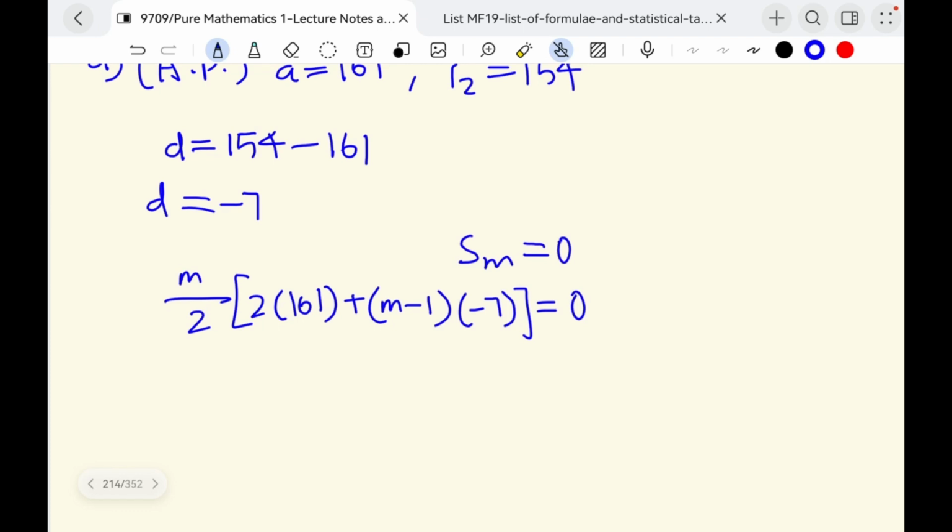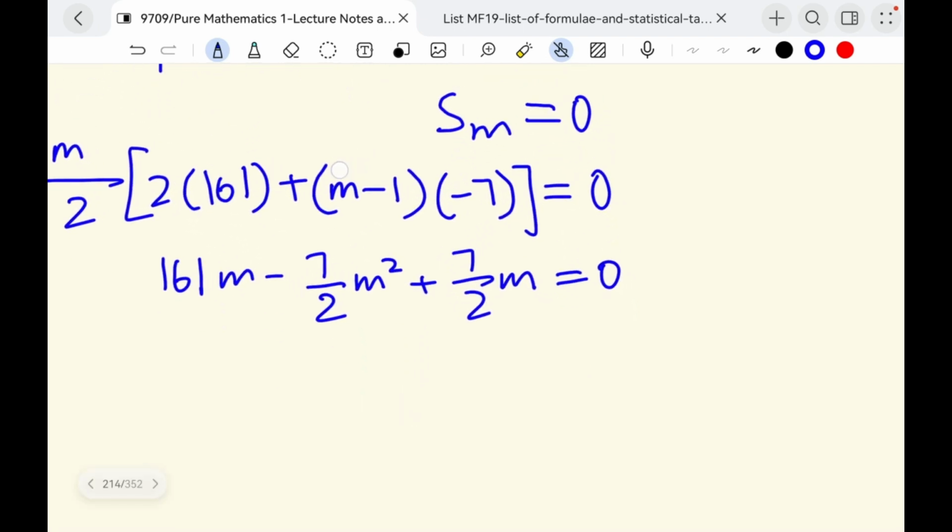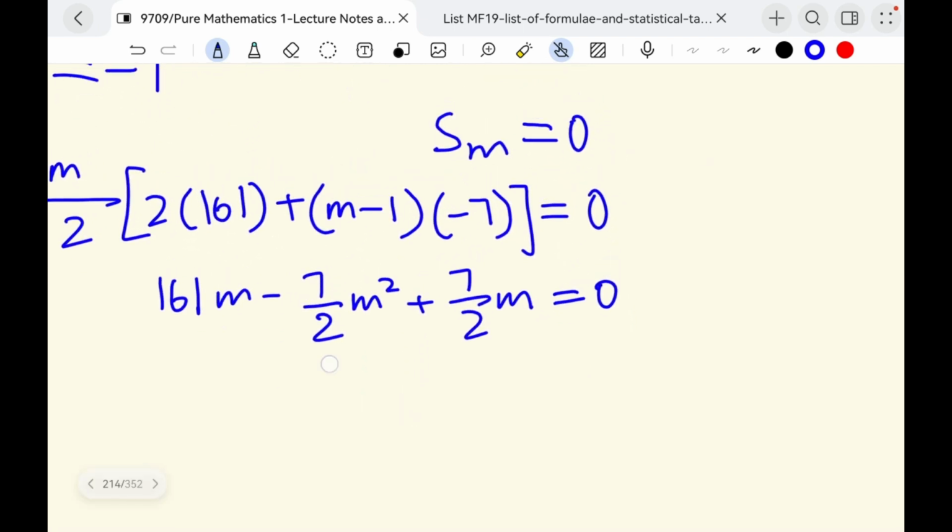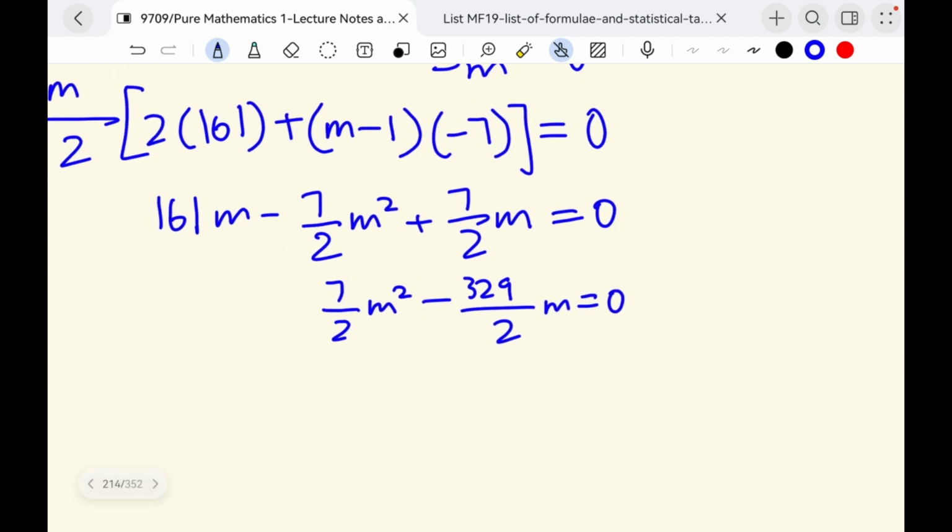So simplify it. You will get 161 times m, because 2 over 2 is cancelled out, negative 7 over 2 m squared plus 7 over 2 m. So simplify it, you will get 7 over 2 m minus 329 over 2.